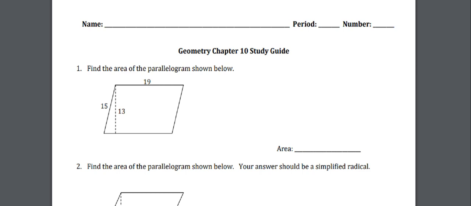Okay, this is a parallelogram. The area is going to equal base times height, length times width, and the base is going to be this 19. And the height is always the line that makes that perpendicular angle, so it's 13. So to find the area, it's 19 times 13, which is going to give us 247. And again, if I don't see any units, I can just write units squared.